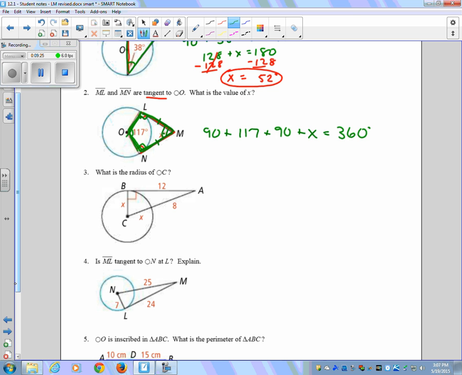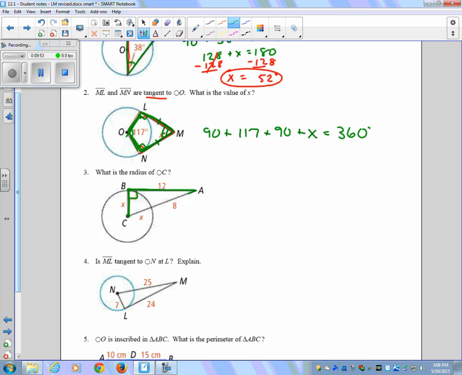Let's look at number 3. What is the radius of circle C? So we're looking for the radius. Well, we are told that from the center C to point B is x. We're told this is a right angle, so we know that this is a tangent line, and we're told the length of AB is 12.